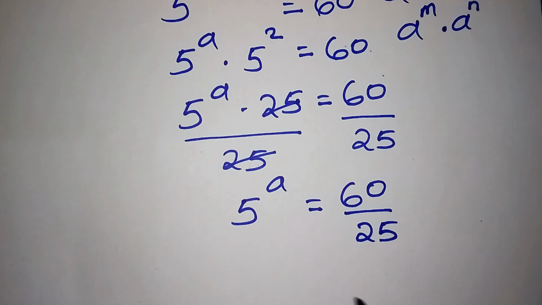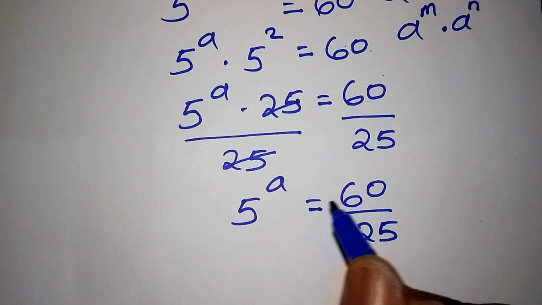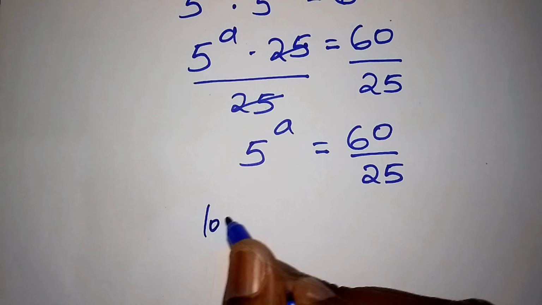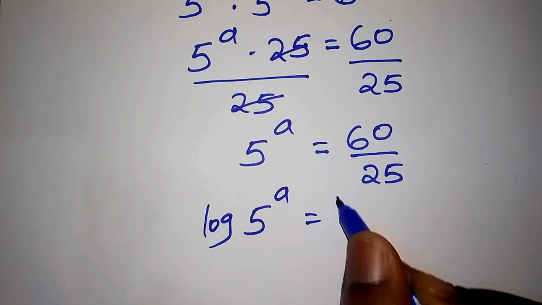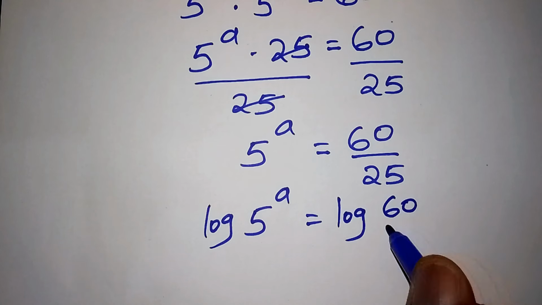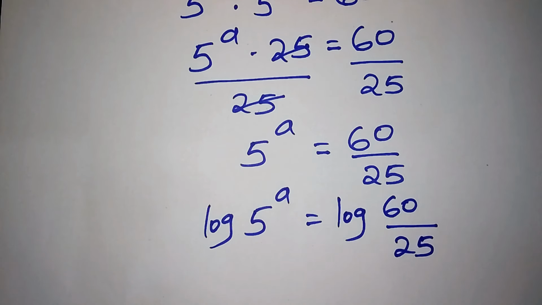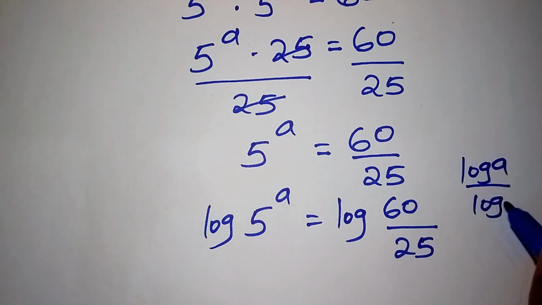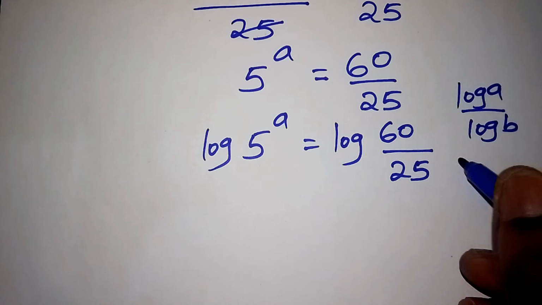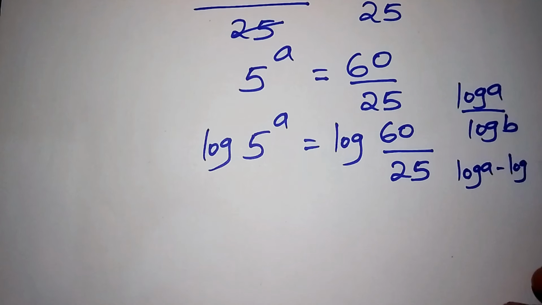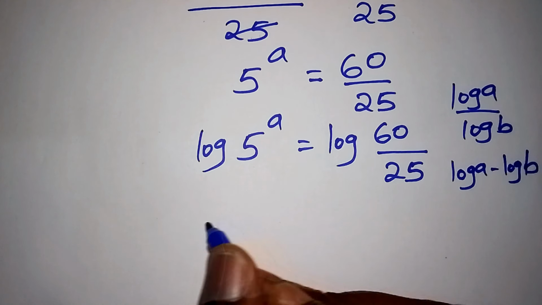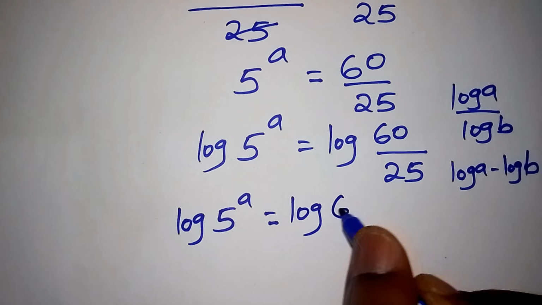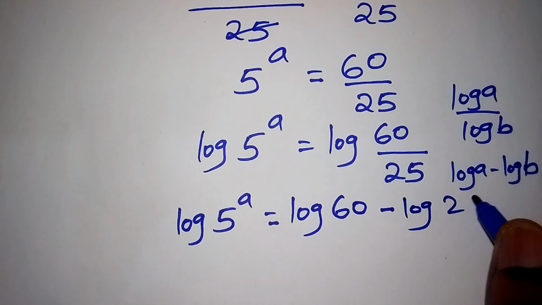The best way for us to solve this exponential equation by finding the value for a is to introduce the log on both sides. So we shall have the log of 5 to the power of a is equal to the log of 60 all over 25. When you have the log of a all over b, this can also be written as the log of a minus the log of b. Similarly, we can now have the log of 5 to the power of a is equal to the log of 60 minus the log of 25.